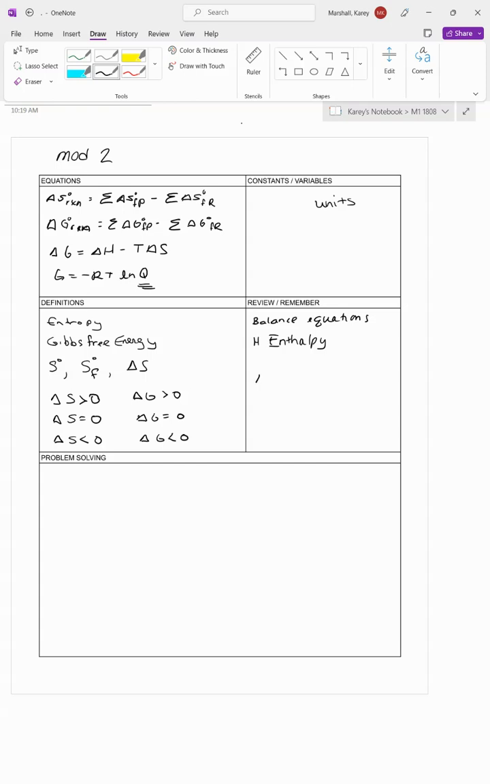Similarly for G, what does it mean for each of these states? And also remember that there are 1,000 joules in 1 kilojoule. So that should be what you need to remember for Module 2.